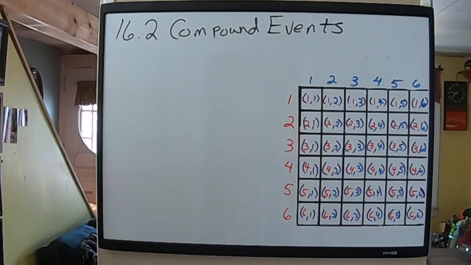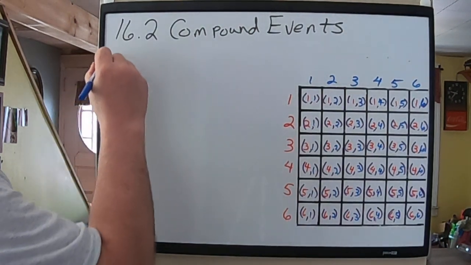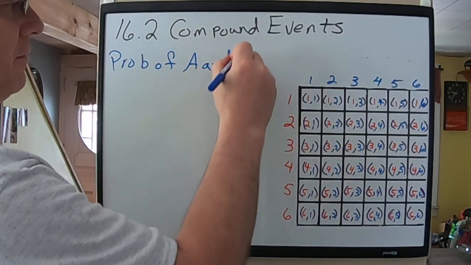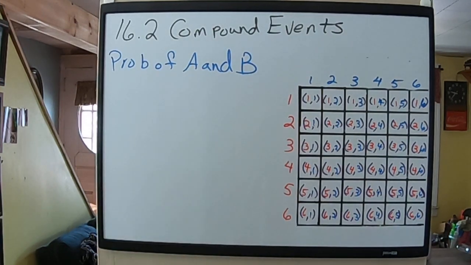All right. Now in compound events, remember we did compound inequalities, and and or are the two types of compounding. Well, the probability of A and B happening, these are independent events. And what independent means is one does not affect the other.